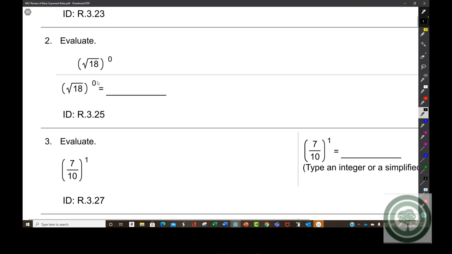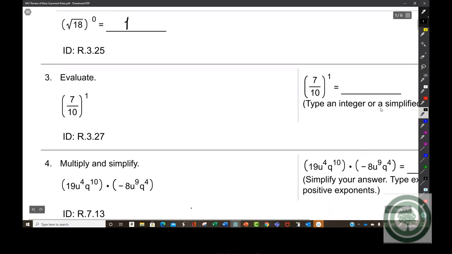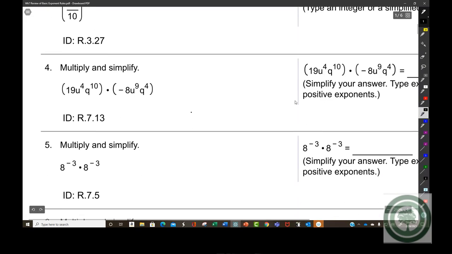The square root of 18 to the zero power is one. 7/10 to the zero power. Are you ready? It's one. Okay. So that just gets that basic idea across. You're going to find out tomorrow why it's true that any number raised to the zero power is one.